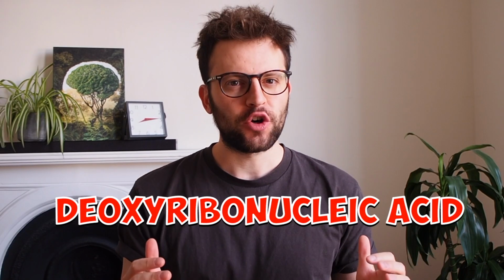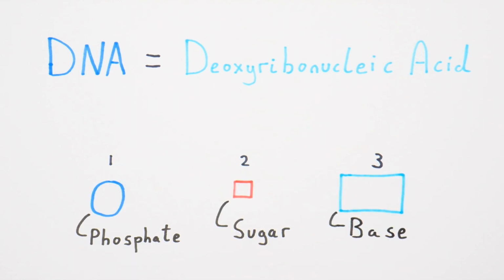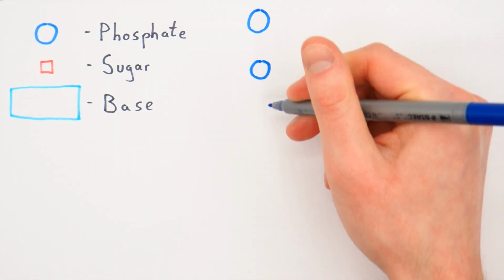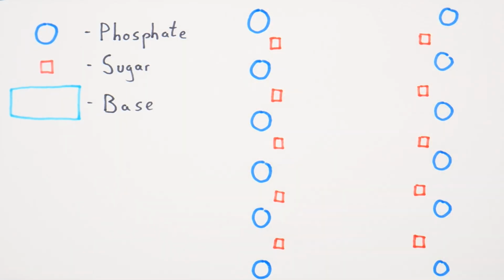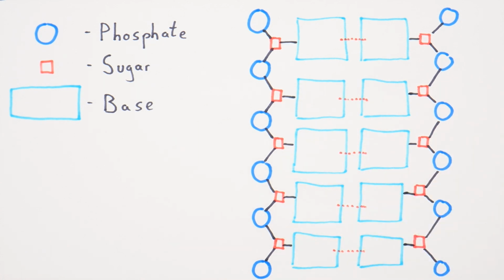DNA. Let's get into it. DNA stands for deoxyribonucleic acid, and it's really just three little things stuck together. Phosphates, sugars, and bases that have a fairly simple structure. There are 2 rows of phosphates and 2 rows of sugars that are connected. In the center, we have 2 rows of bases connected to the sugars.